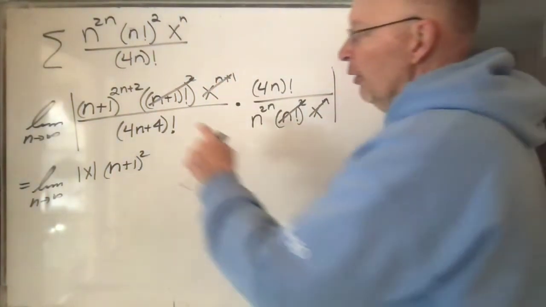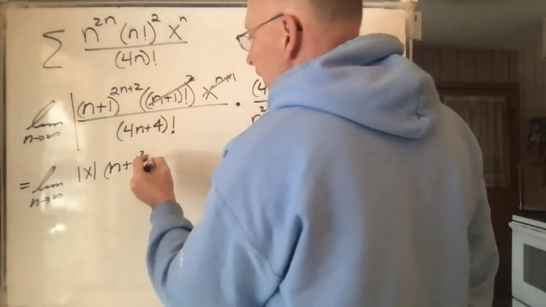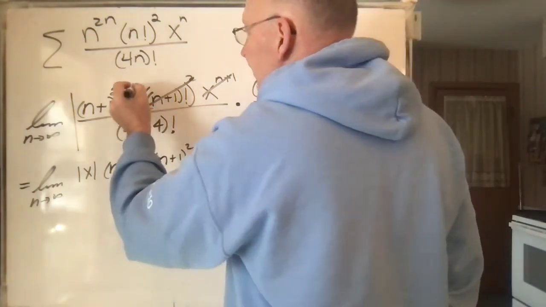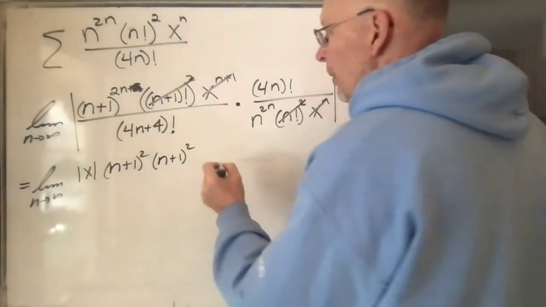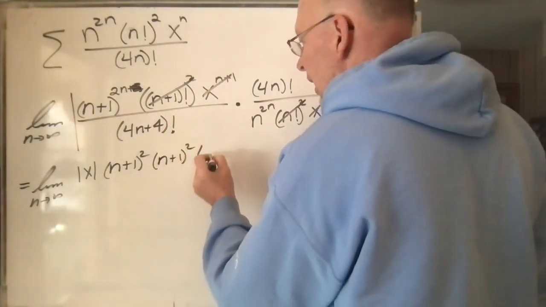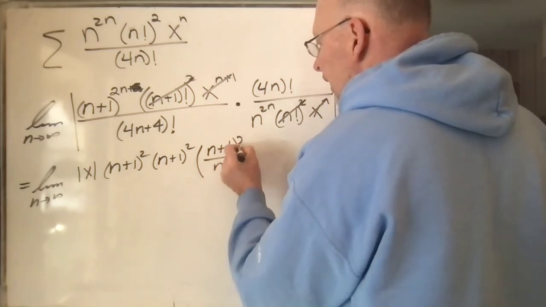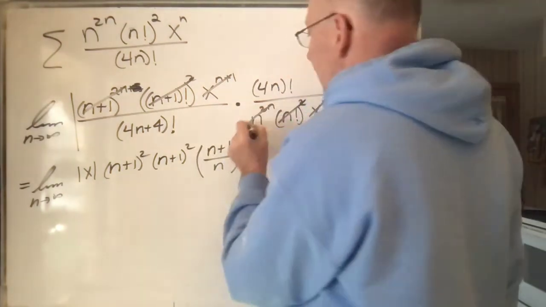How about these? Notice I have two more of these things than I do here. So I have a couple more, n plus 1 squared. That takes care of those two. And then I'm left with n plus 1 all over n to the 2n. That's what I'm left with. So that takes care of all this and all that.